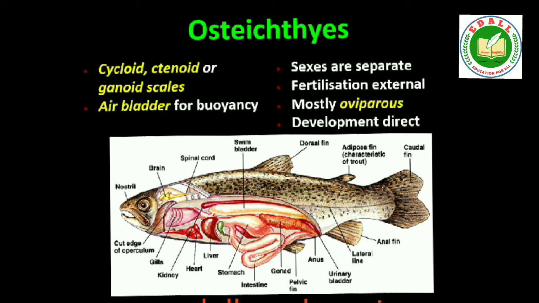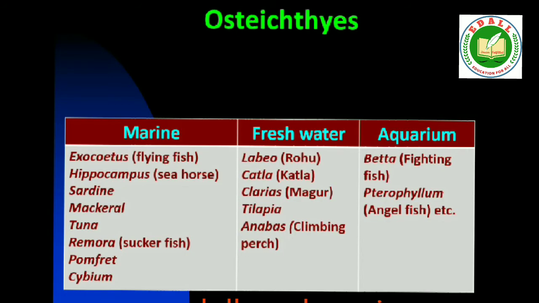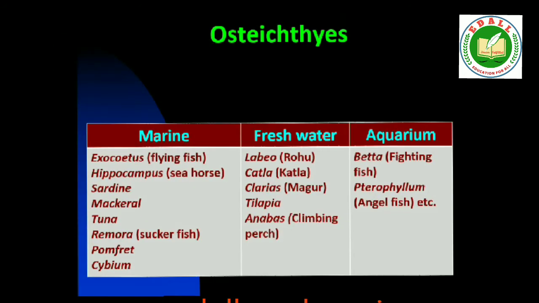Heart is two-chambered, one auricle and one ventricle. They are cold-blooded animals. Sexes are separate. Fertilization is usually external. They are mostly oviparous and development is direct. Examples: marine, Exocoetus, flying fish, Hippocampus, seahorse. Freshwater: Labeo, Rohu, Catla, Clarias, Magur. Aquarium: Betta, fighting fish, Pterophyllum, angelfish.